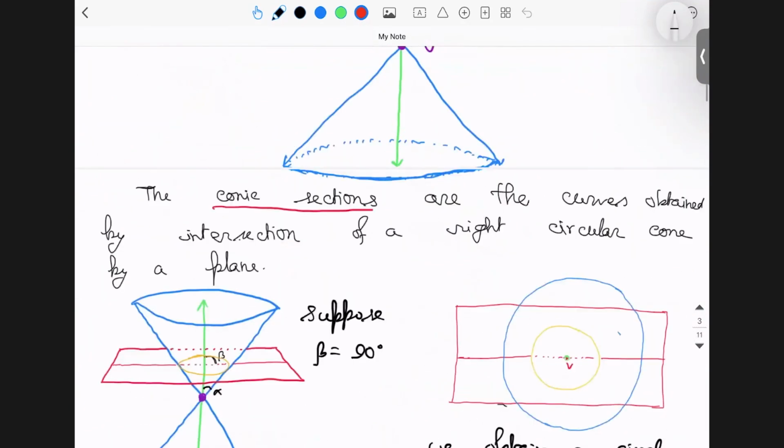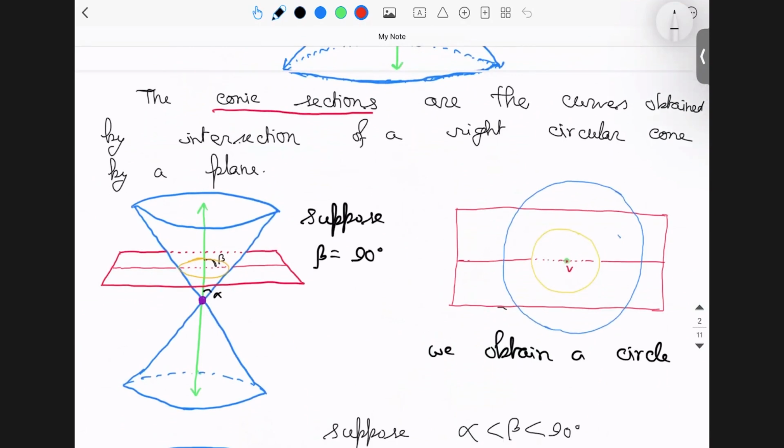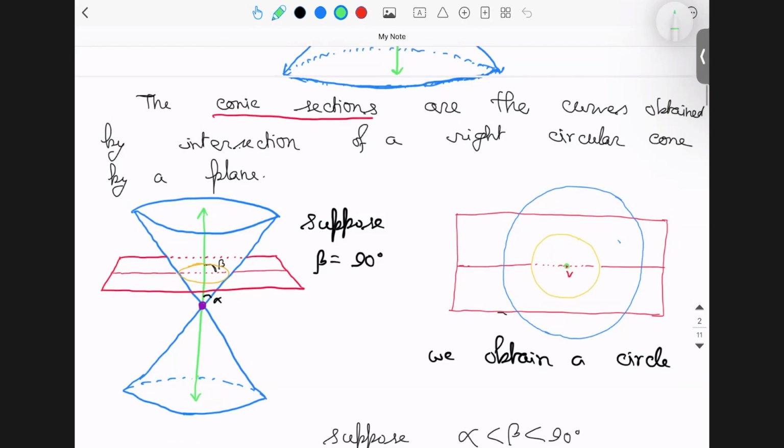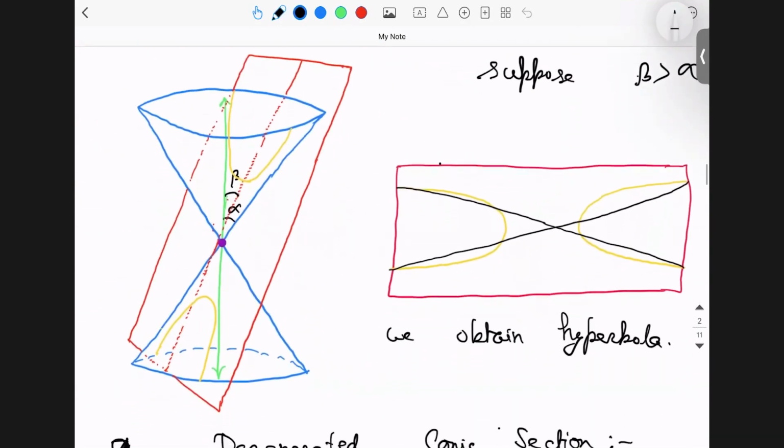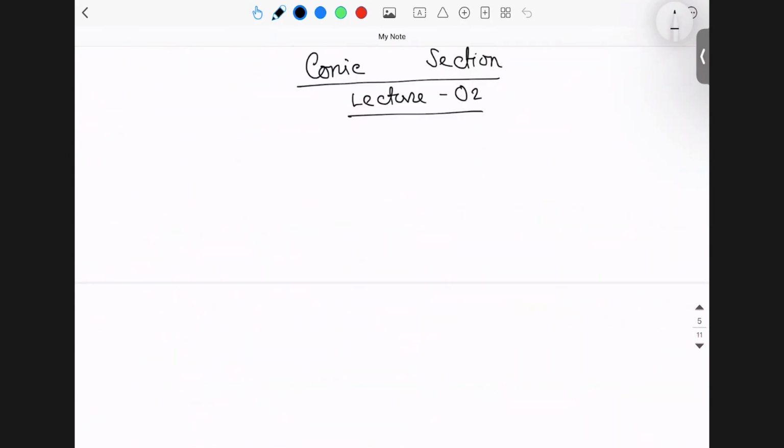Okay, so today we will start our session with a detailed study of the circle, which is one of the conic sections. Conic sections are nothing but the curves obtained by the intersection of a right circular cone by a plane, and we obtain a circle. Here you can see how we have obtained this circle. So today our topic and our starting point will be the circle. We will discuss these things a little bit deeper.